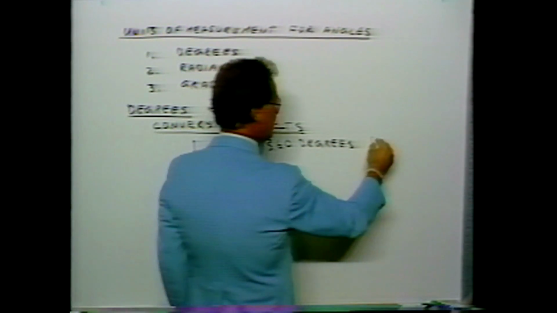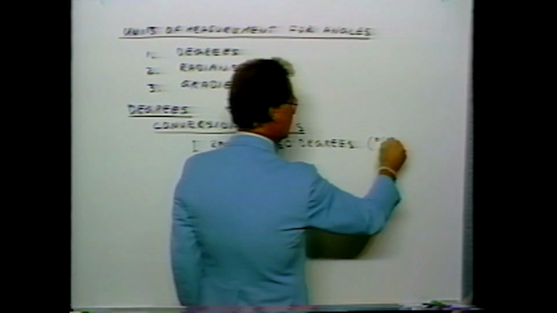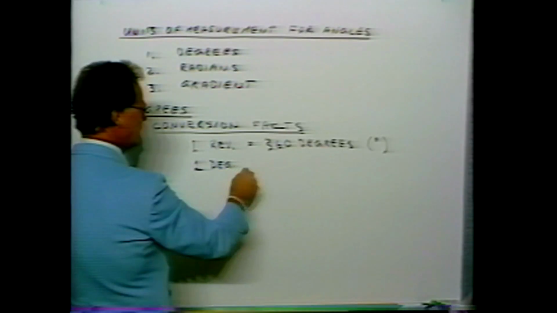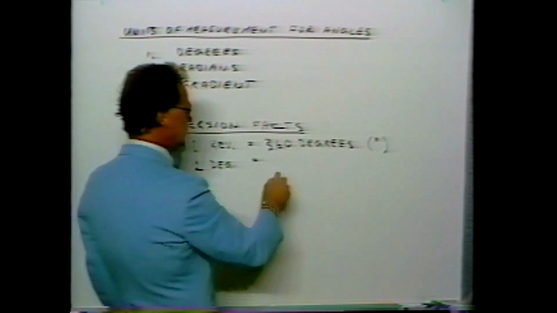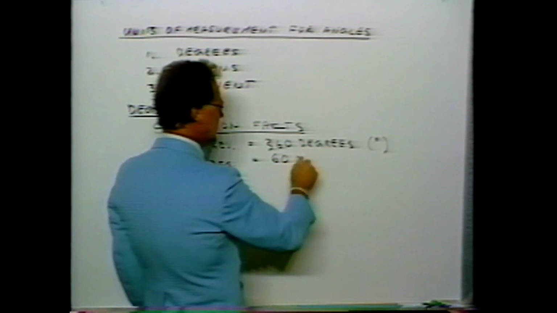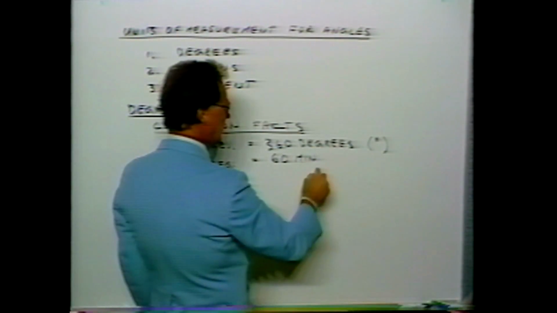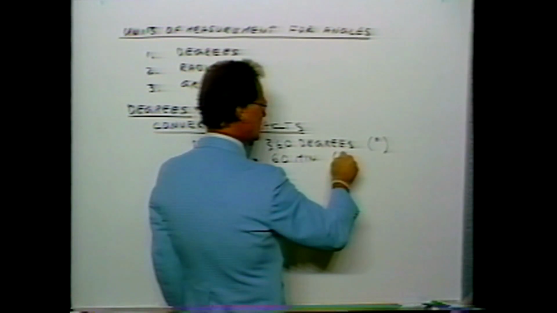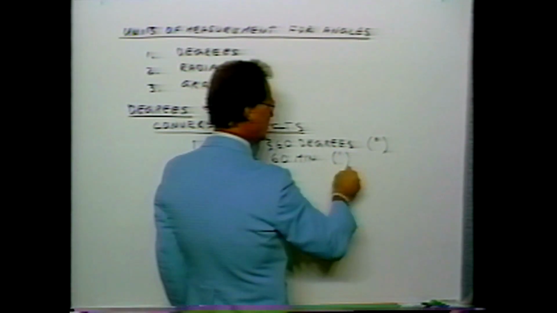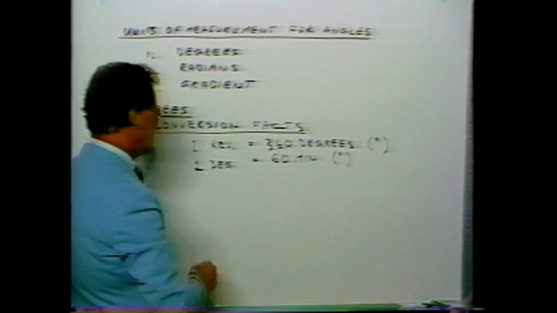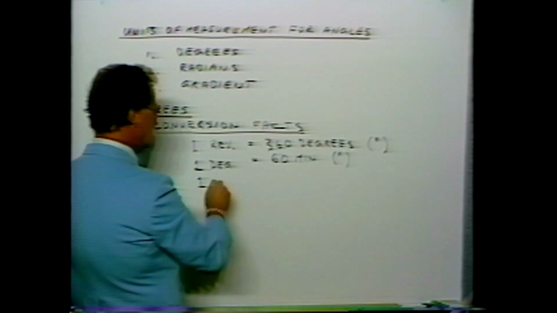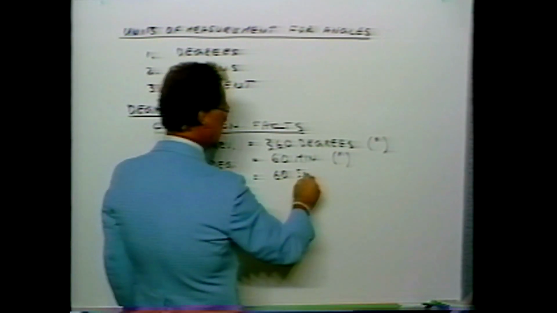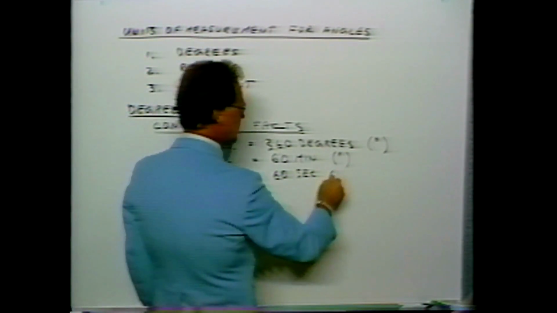The symbol for degrees is a small circle. 1 degree is equal to 60 minutes. And the symbol for minutes is a single quotation mark. And finally, 1 minute is equal to 60 seconds, the smallest unit used.